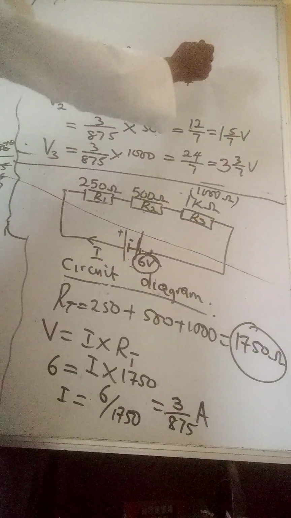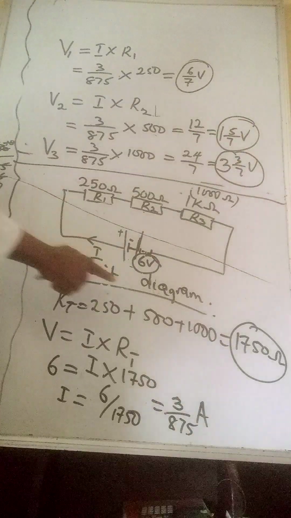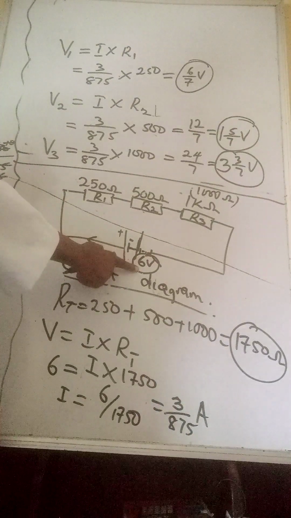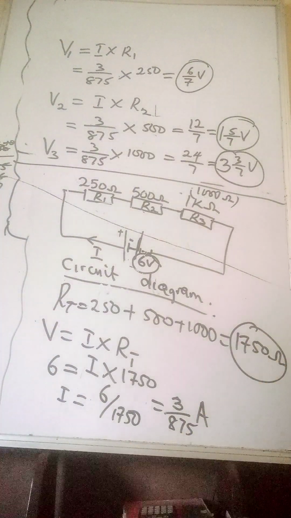By the time you add these three together, you must get this 6 volts back. If you don't get 6 volts back, that means something is wrong somewhere. Okay?